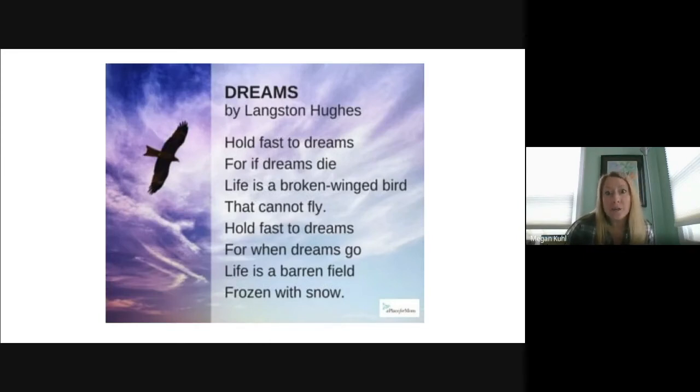Hold fast to dreams, for if dreams die, life is a broken-winged bird that cannot fly. Hold fast to dreams, for when dreams go, life is a barren field frozen with snow.